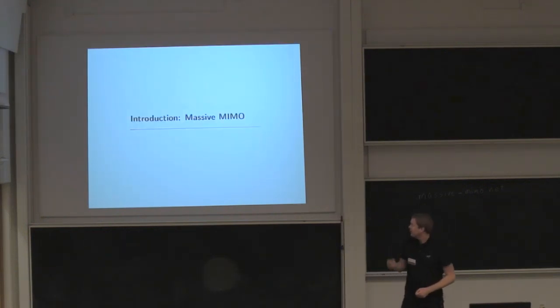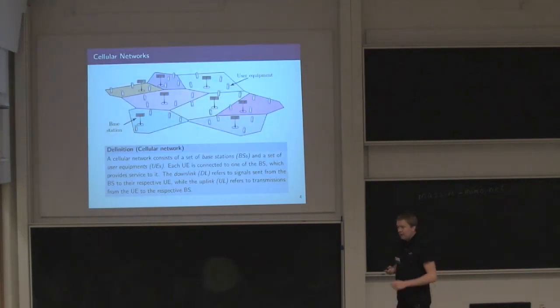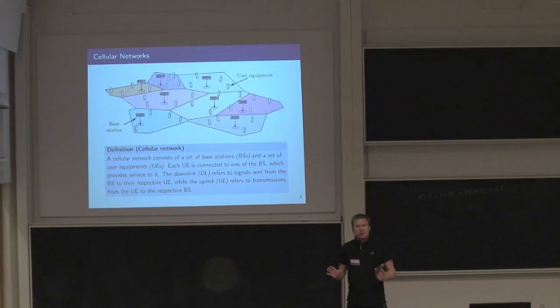So let's start with the introduction. When I talk about Massive MIMO here, I will only focus on the multicellular system, where we have a number of base stations represented by these arrays here. And we have a number of, I call them user equipments, or UEs, in the LTE fashion. And we talk about the uplink and downlink communication, downlink from the base station to the users, uplink from the users to the base stations.